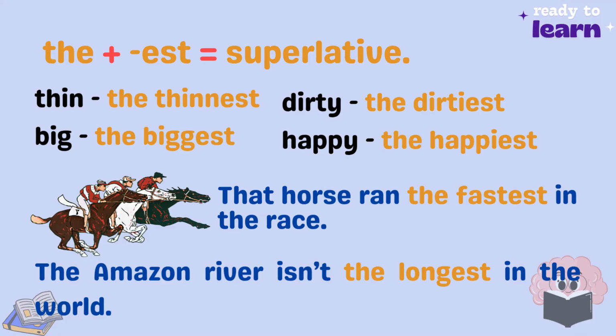Now, if you want to go a step further and talk about the top of the list, we use the superlative. For superlatives, you add -est to the end of the adjective. But don't forget that you always need to put the in front of it. Thin becomes the thinnest, big becomes the biggest, dirty becomes the dirtiest, happy becomes the happiest. That horse ran the fastest in the race. The Amazon River isn't the longest in the world.